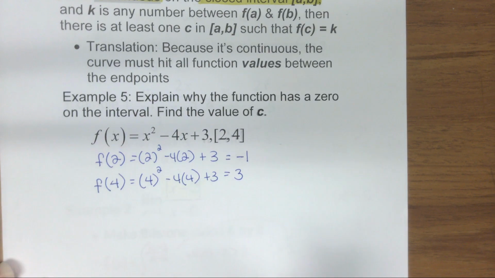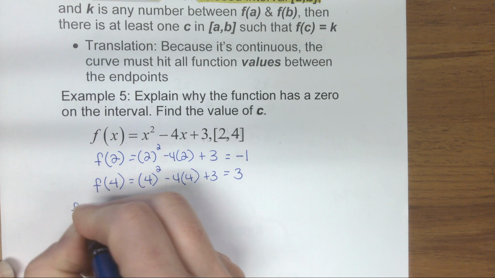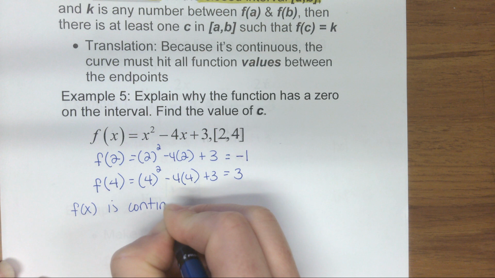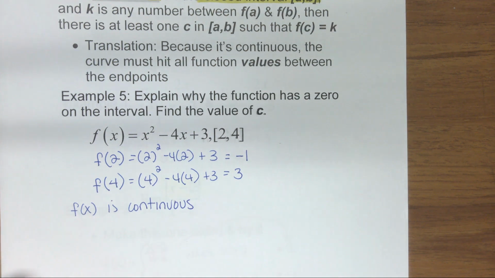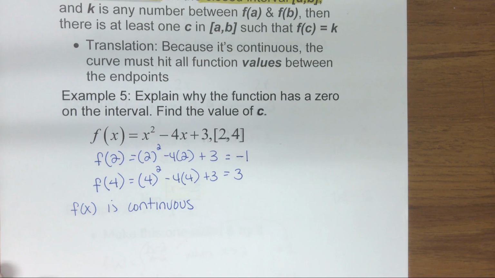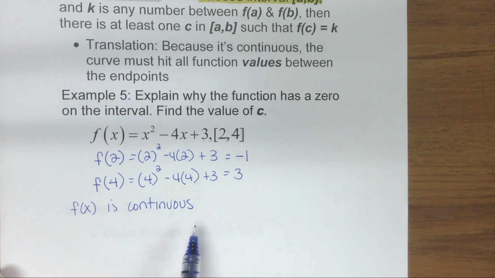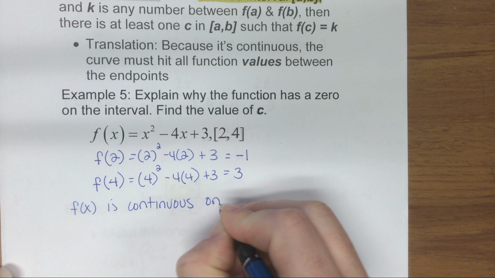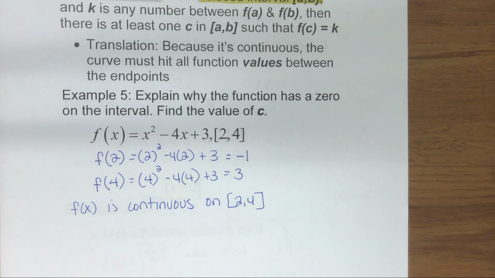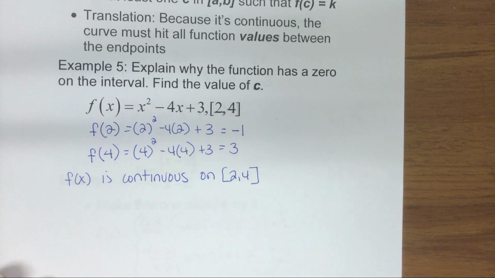So, f of x is continuous. How do I prove something's continuous? You don't have to prove something that's a polynomial is continuous. We know all polynomials are continuous. So you can assume f of x is continuous on the interval 2 to 4 because we know that the function x squared minus 4x plus 3 is always continuous. So I'd have to give you a function that was continuous, otherwise you can't use it.